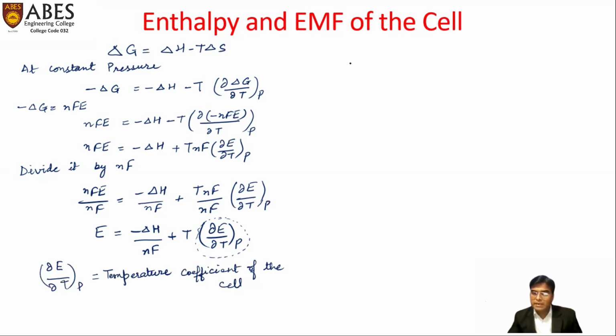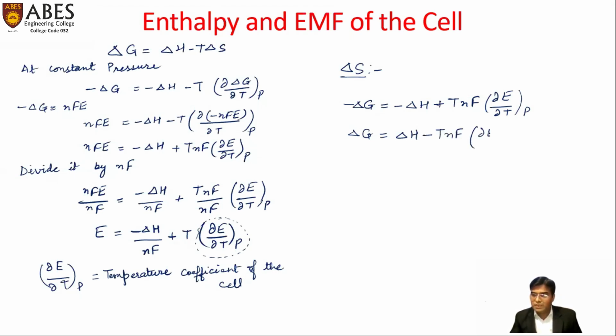We can also calculate delta S from here. To calculate delta S, we should know that we have derived it here. Minus delta G is equal to NFE. So minus delta G is equal to minus delta H plus TNF derivative of E with respect to temperature at constant pressure. So we can rearrange it as delta G equal to delta H minus T NF derivative of E with respect to the temperature at constant pressure.